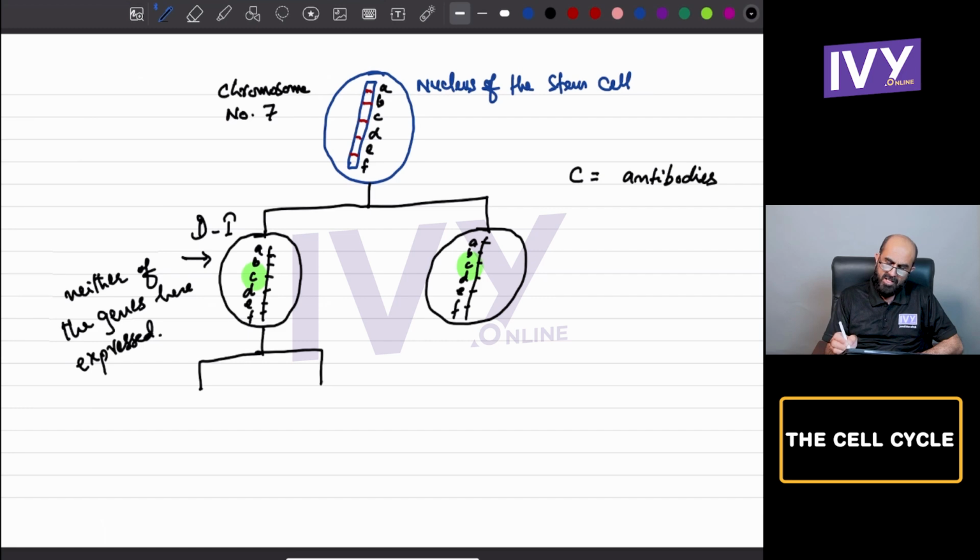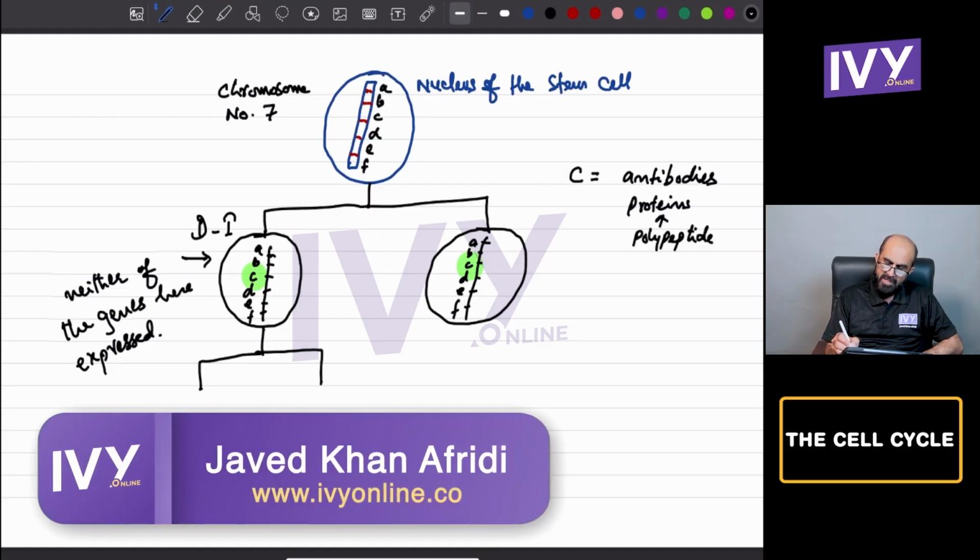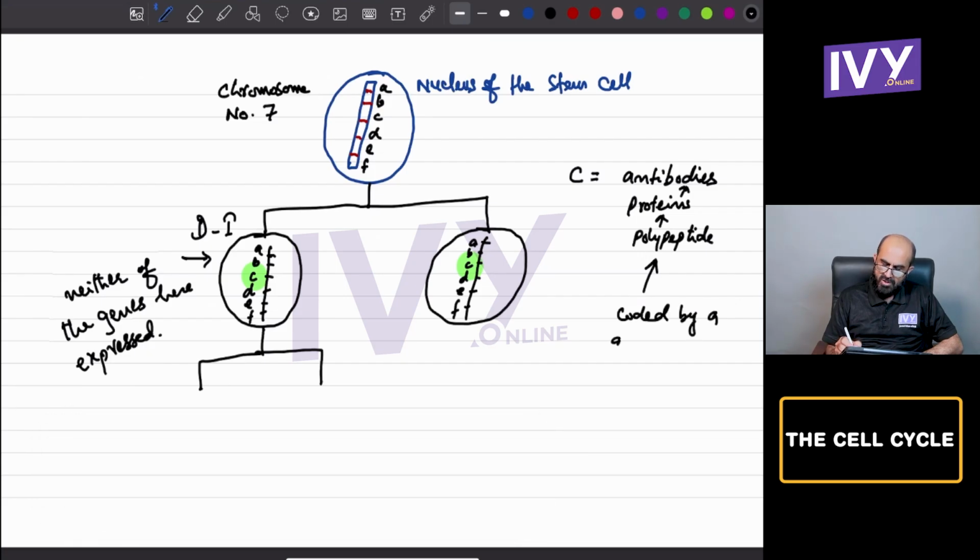You know, antibodies are proteins, and proteins are formed from polypeptides. And you know, a polypeptide is coded by a gene, as I told you in the previous chapter. And the gene here is gene C. Now, if gene C remains inactive and does not express its position in daughter cell 1, it means this cell will never produce antibodies. It will never transcribe or translate, so the cell does not perform its function.